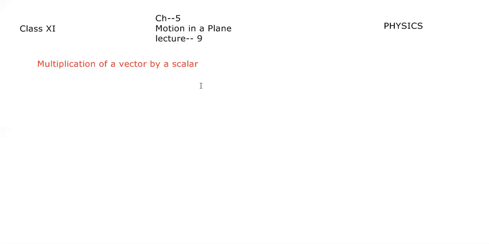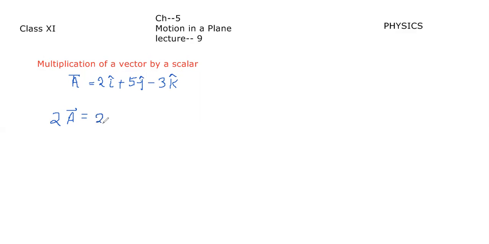Suppose that is vector A. Suppose vector A equals 2i cap plus 5j cap minus 3k cap. Okay, and we want to calculate 2A vector. That means 2 is multiplied. So 2 is multiplied with all the coefficients of i, j and k.